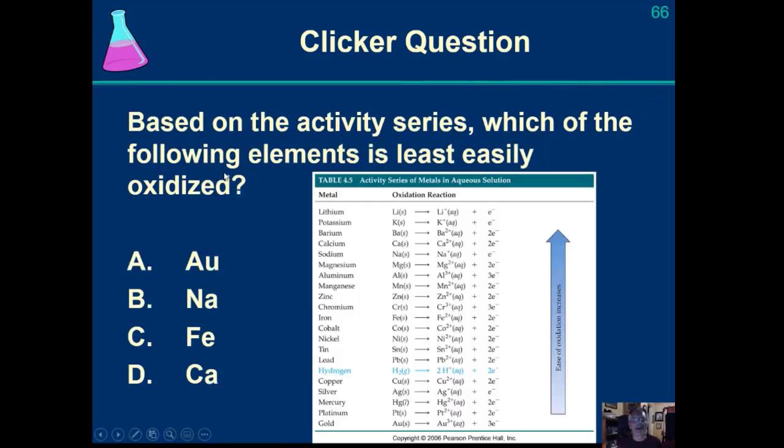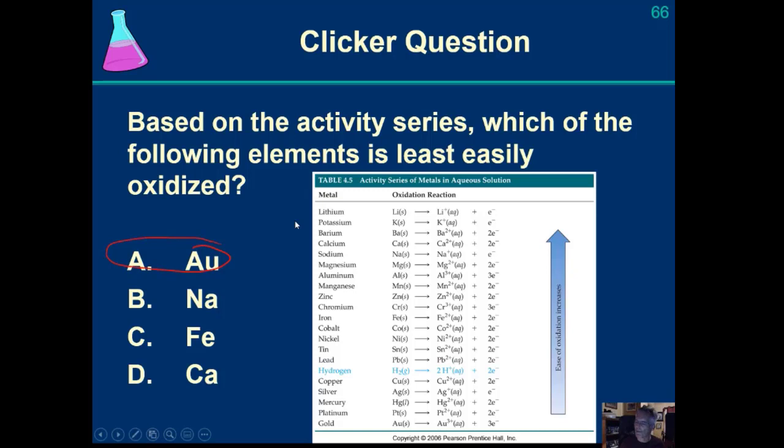Based on the activity series, which of the following elements is least easily oxidized? All you have to do is go to the bottom. Gold is the least easily oxidized. That's one of the things that makes it so great for jewelry, is it just lasts a long, long time. It's really hard to oxidize gold. So A would be the answer here.